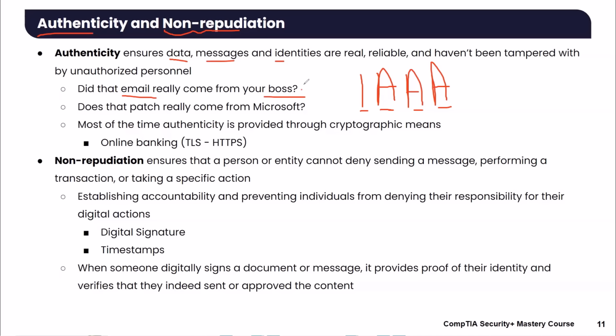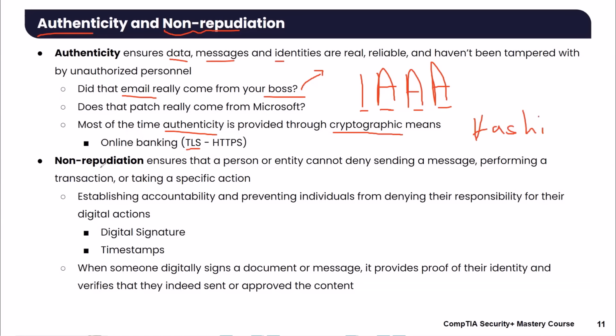If we're not so sure, we might do something like digital signatures, where we have the boss sign that email digitally. Now we can prove, oh, okay, that really did come from my boss. Does that patch really come from Microsoft? Well, Microsoft can sign the patch. We look at the integrity of the patch, we look at the hash of the patch, and then we can be sure that this patch did come from Microsoft.